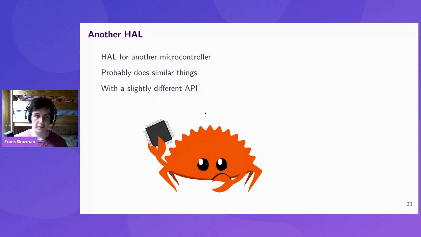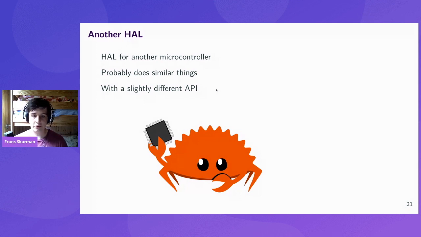All right, so after a while, someone else makes another HAL for another microcontroller. It's likely that this HAL does similar things. All the microcontrollers will probably have GPIO functions. All of them will have timers and so on. But it's also likely that it has slightly different APIs, because the registers aren't the same in every microcontroller, and the preferences of the developers may be different.